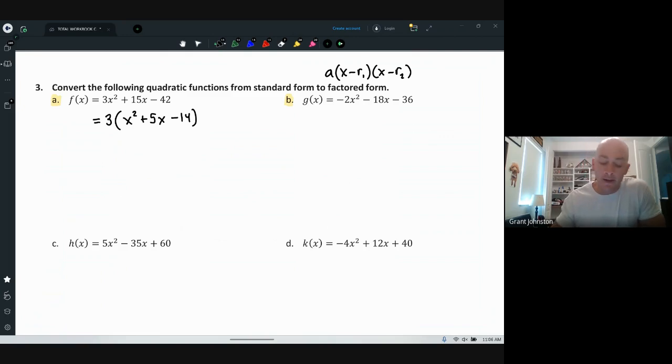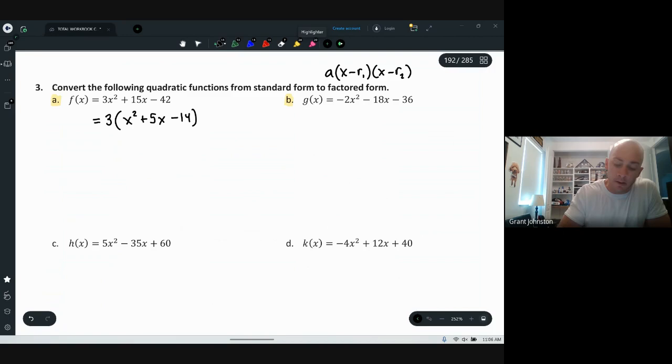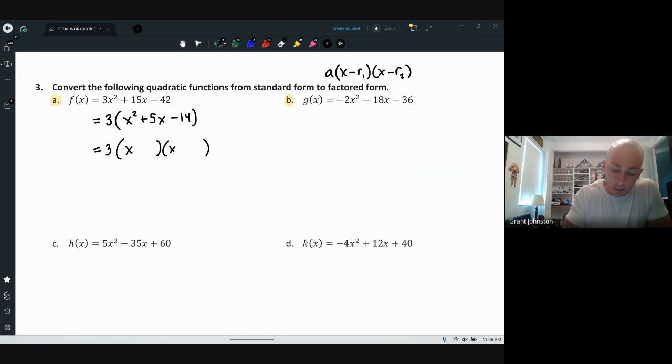And now I can factor what's in the parentheses. So I'm going to write 3, and I'm going to have x. It's got a leading coefficient of 1, right? So what multiplies to negative 14 and adds to positive 5? That would be positive 7 and negative 2. It's in factored form.